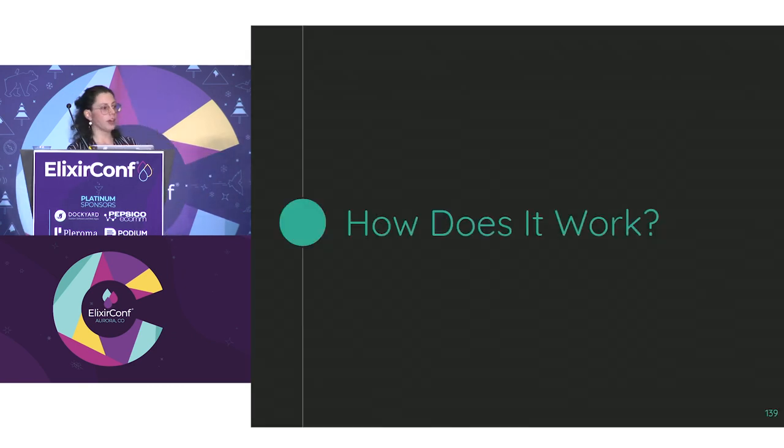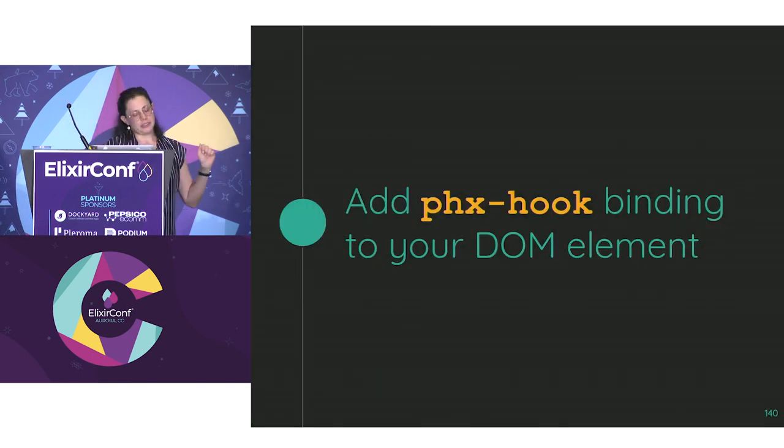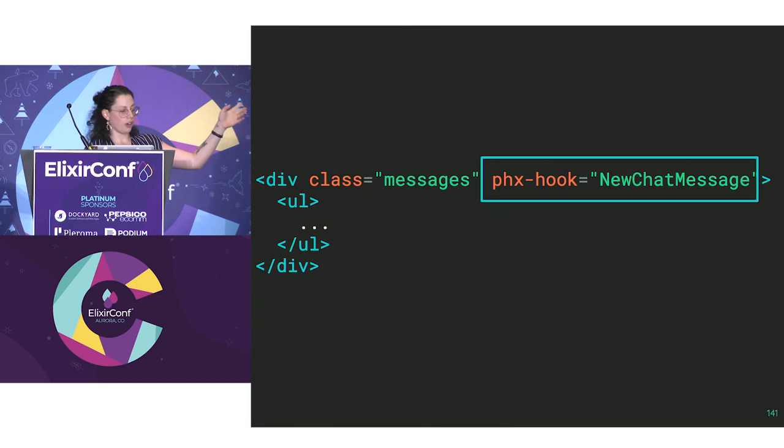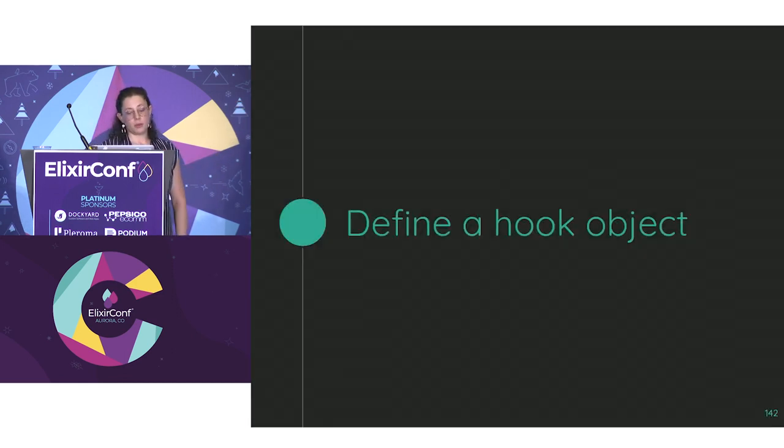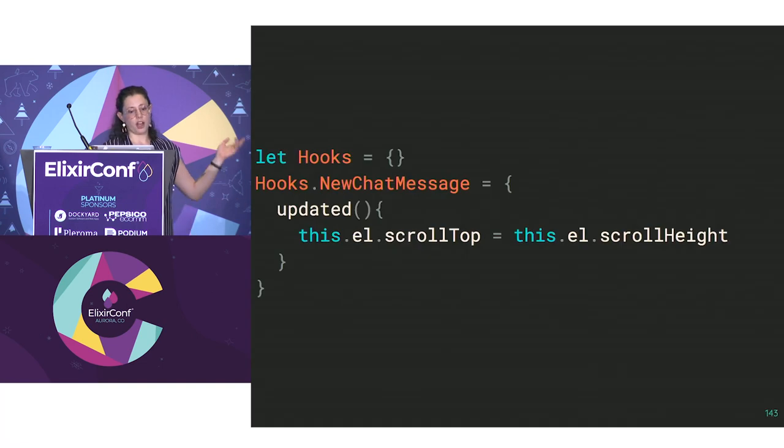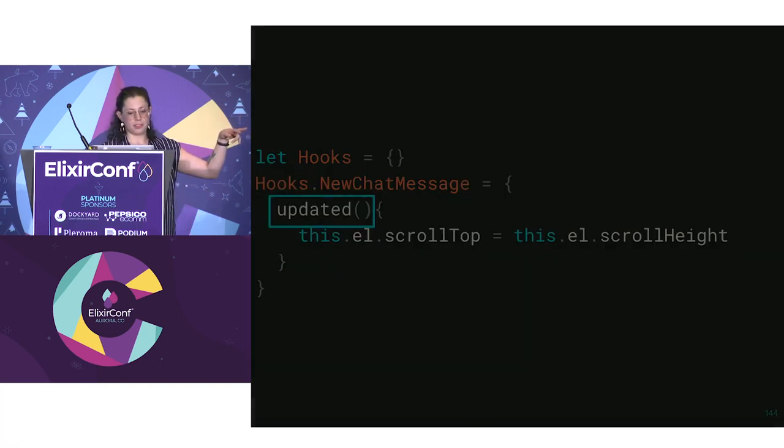All right, so how does it work? How can we take advantage of this amazing new feature? So easy, so little code. All we have to do is add a Phoenix hook binding to our DOM element, which in our case is our chat window. So we're adding a Phoenix hook with the name of new chat message. Then we need to define a hook object. We've got a hook that matches up for our new chat message.